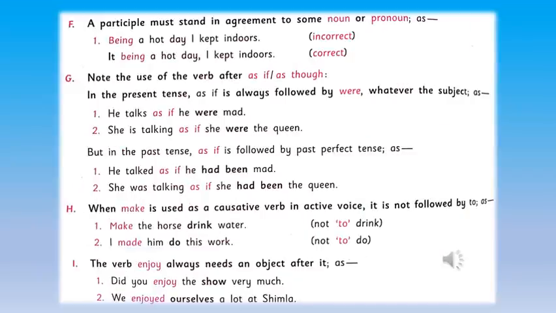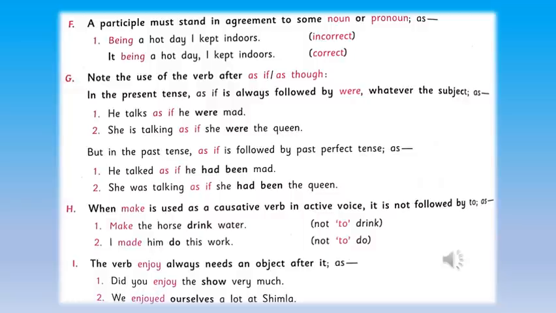The next point, F: a participle must stand in agreement with some noun or pronoun. See the example: being a hot day, I kept indoors. In the rule it is said that the participle must stand in agreement with some noun or pronoun. So we have to use the pronoun it. It being a hot day, I kept indoors. That is the correct form. Without the pronoun, that is incorrect.